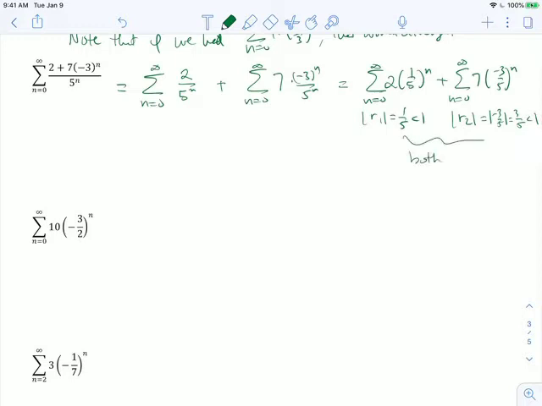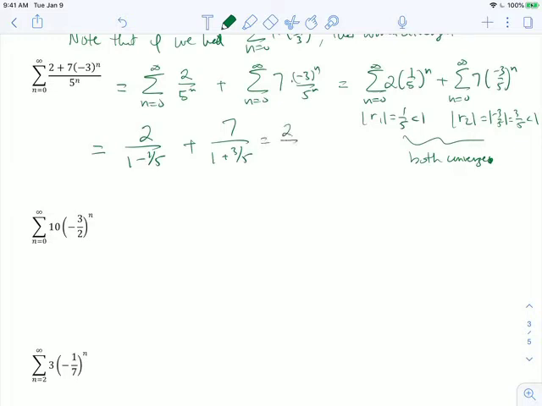So both converge. If one of them had diverged, then we would have said that the entire series diverges, because in order for a sum of two series to converge, both of them individually have to converge. And so now I can use my summation formula, and I'm going to get the first constant is 2 over 1 minus 1/5, and then my second one is going to be 7 over 1 minus negative 3/5, but I can write that as 7 over 1 plus 3/5.